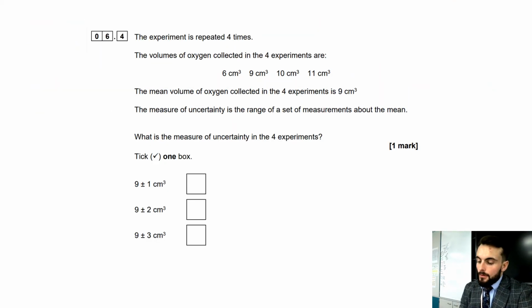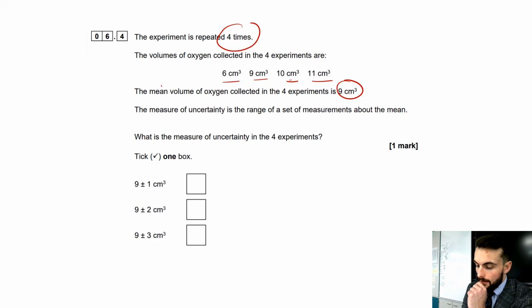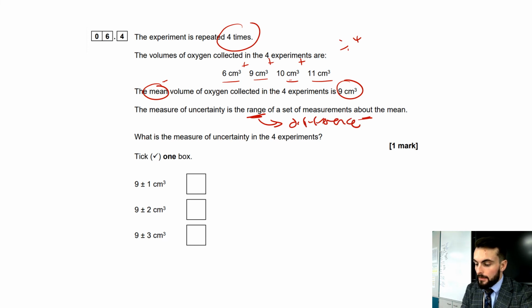Next question. So this experiment was repeated 4 times. The volumes of oxygen collected in the 4 experiments are these following numbers. The mean volume collected was 9 centimeters cubed. So mean, straight away I'm thinking what they've done there is they've added them all together and divided by however many there are, which is 4. Then it says measure the uncertainty. The measure of uncertainty is the range of a set of measurements around the mean. So the range is the difference of how far away from the mean it is. What is the measurement of uncertainty in these 4 experiments?